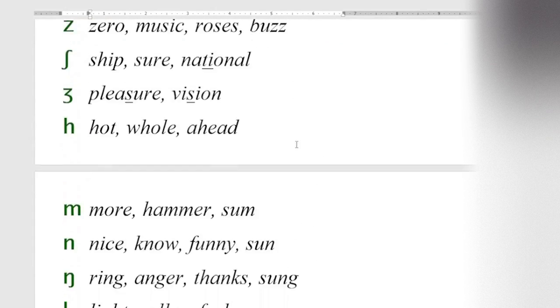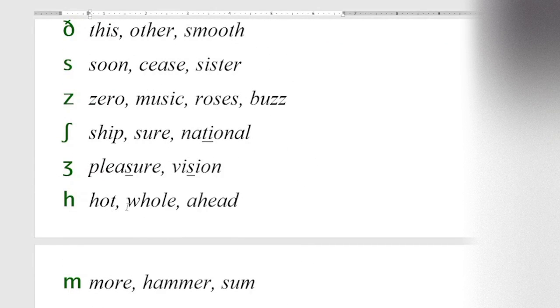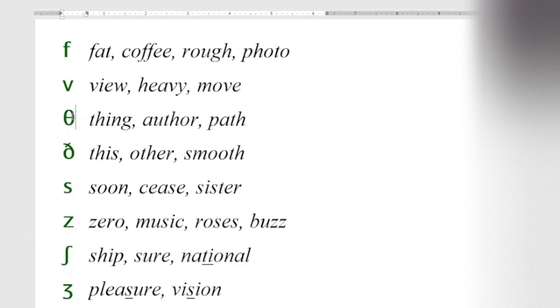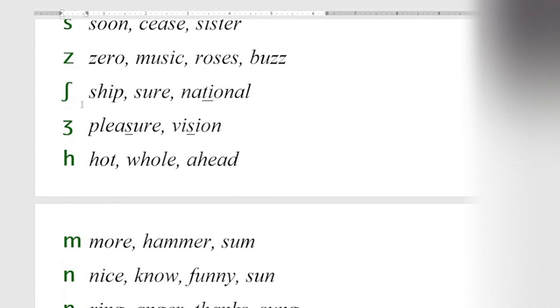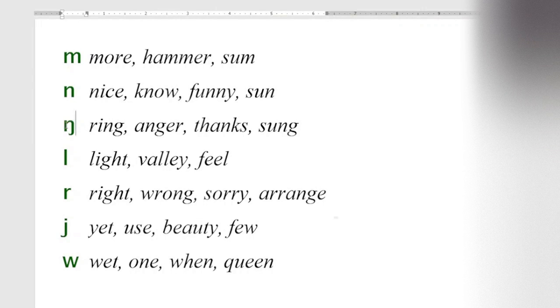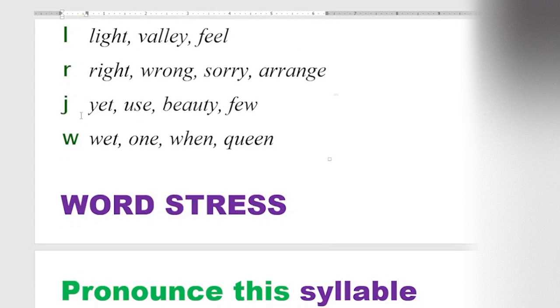So you know the consonants. Maybe somebody doesn't know pleasure, the phoneme zh. It is zh, pleasure. We pronounce this phoneme as in thing, author, path. And this one is as in this, other, smooth. And this is sh, you know. And this is ng, you know. And this is y, the phoneme y, you know.